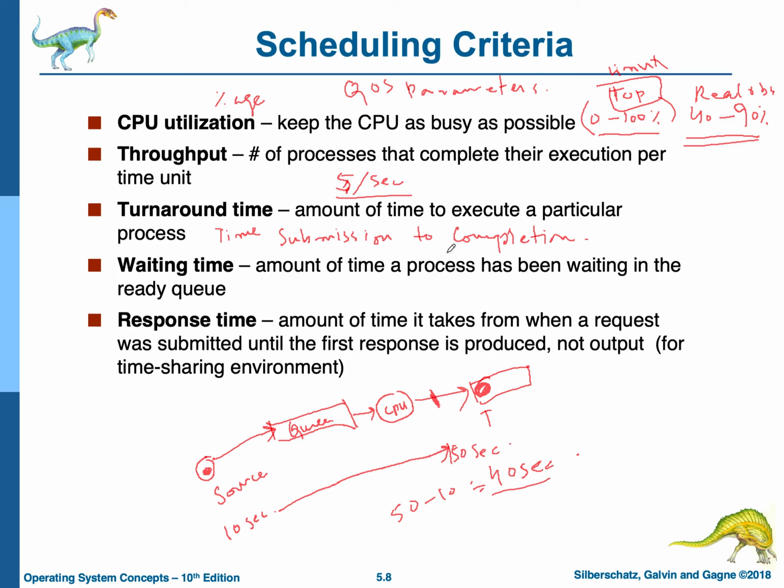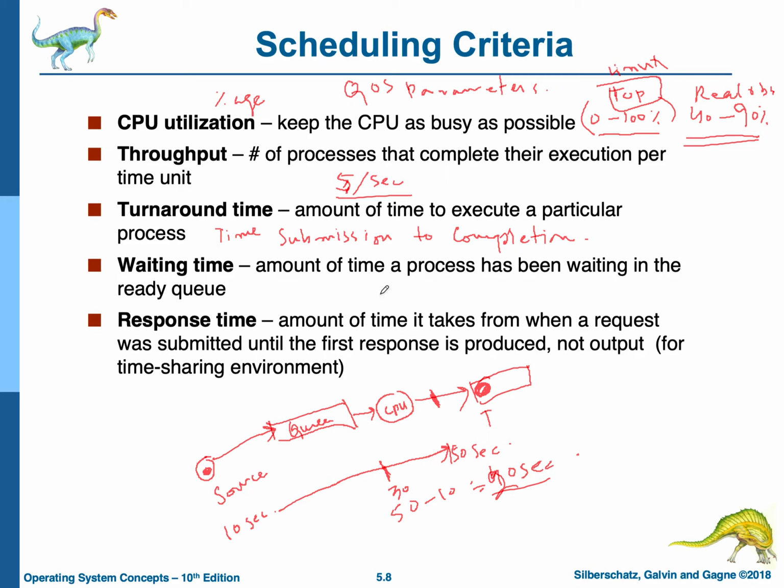Okay, sorry, it is not from here, it is from here to here, right? Maybe 30 to 50, maybe 20 seconds, right? So from submission to CPU to completion is turnaround time, right?